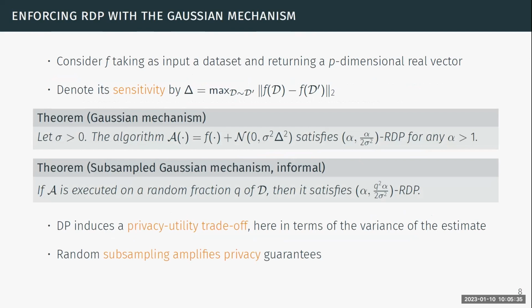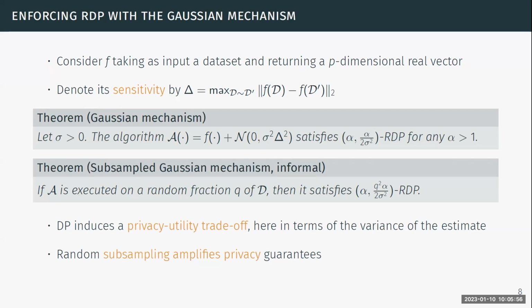Okay. Thanks. All right. So maybe the last thing I want to talk about is what is called the subsample Gaussian mechanism, which is the same thing as this, adding Gaussian noise, but before adding Gaussian noise, you also execute this algorithm on a random fraction of the data set. So now my algorithm is I pick a fraction Q of my data set, and then I compute F on this subsample, and then add noise.